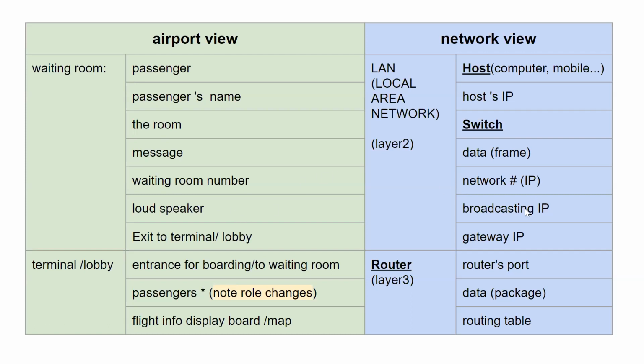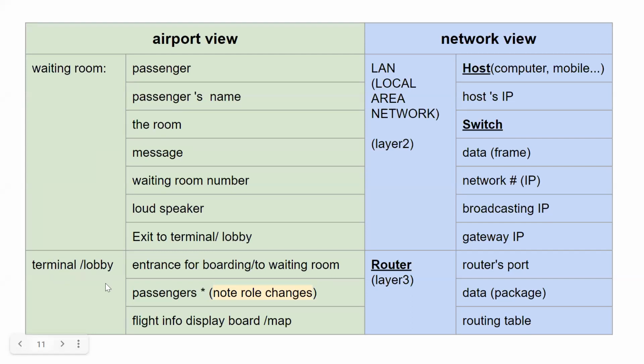That will be called the broadcasting IP, which is basically if you want to send a message to every single host in a network, then you would send that to the broadcasting IP. So it broadcasts it everywhere. And then finally, the exit to the terminal. That is basically the gateway IP. Just think about it as a door, and then you name the door.